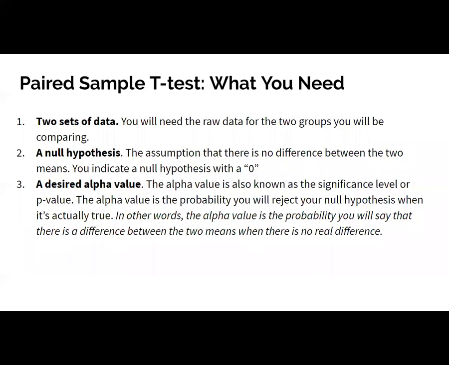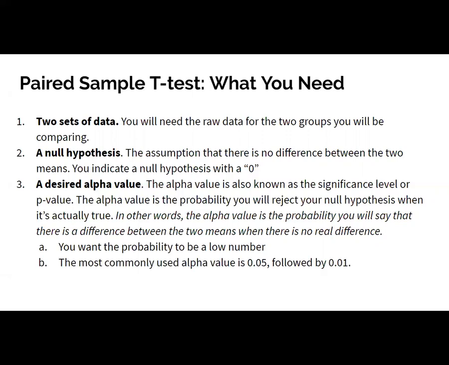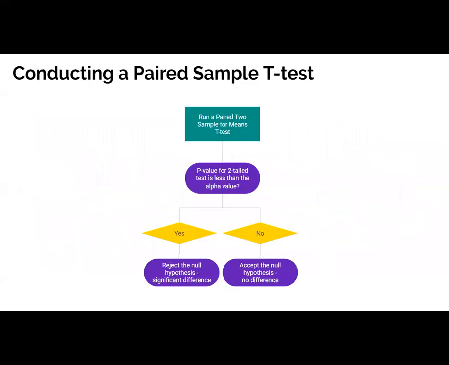You don't need to do the F-test anymore. You would assume that the variance is the same. So you run a totally different test. And again, you want the probability to be a low number, and usually we use 0.05, if not 0.01. Here's what the flow chart looks like. Much easier, right? So basically you run the t-test and you read the results, and that's it.